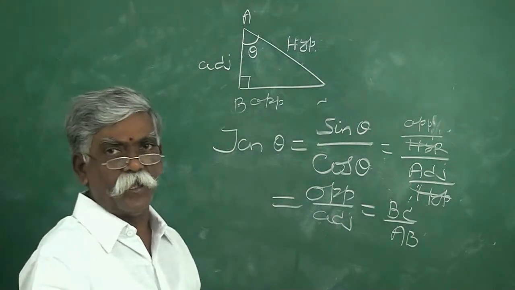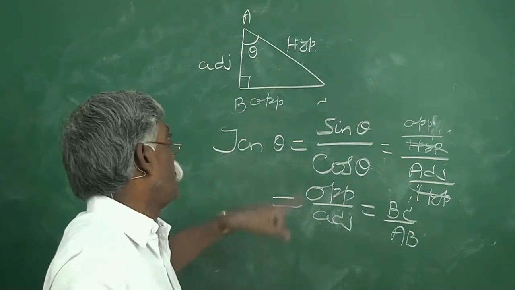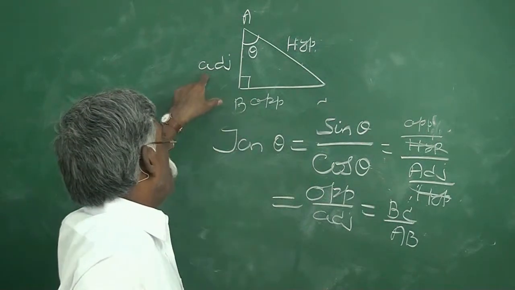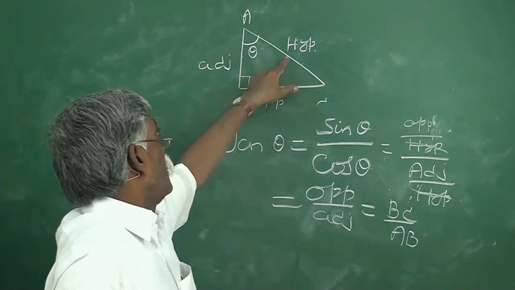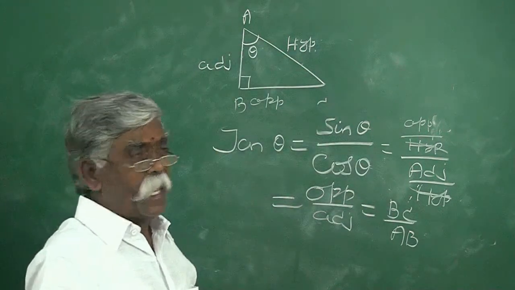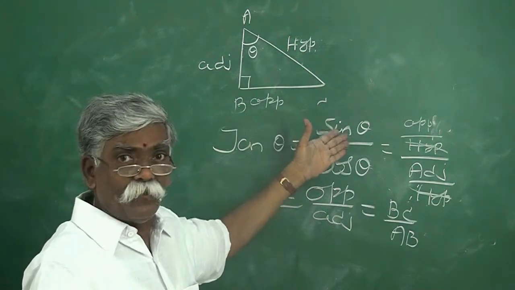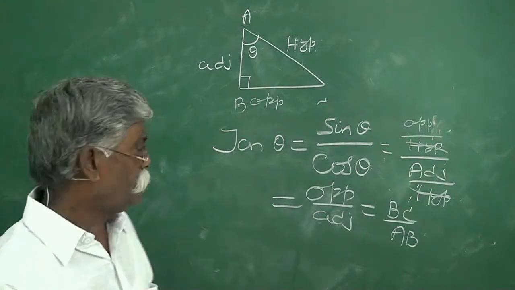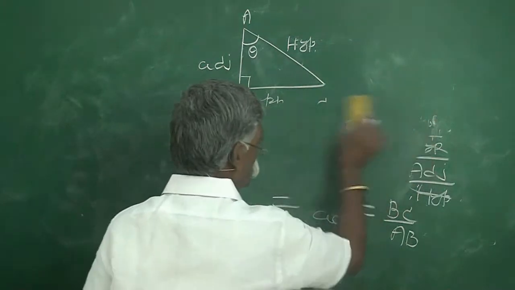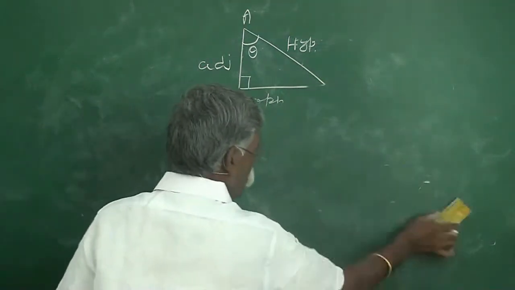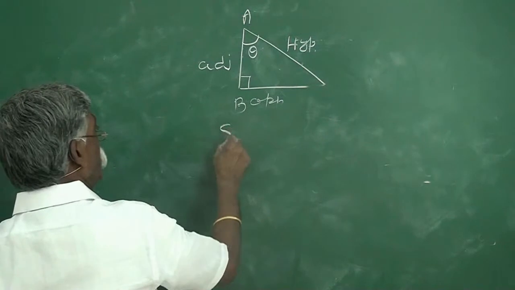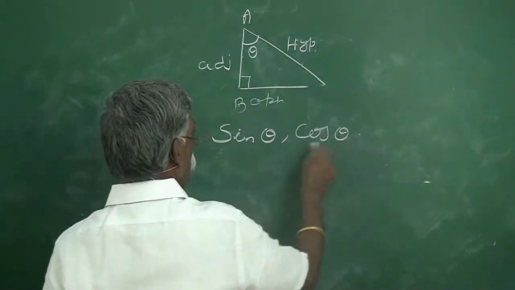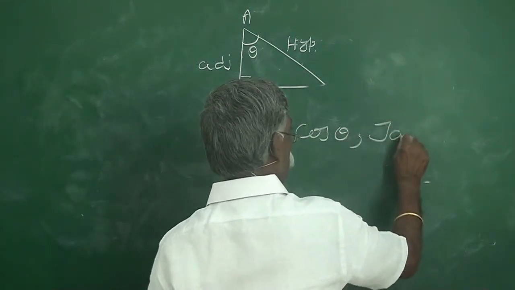Therefore sin theta is the ratio between the opposite side and hypotenuse. That means sin theta is BC by AC. And cos theta is the ratio between the adjacent and hypotenuse. That is AB by AC. And tan theta is the ratio between sin theta and cos theta. It is equal to opposite by adjacent.